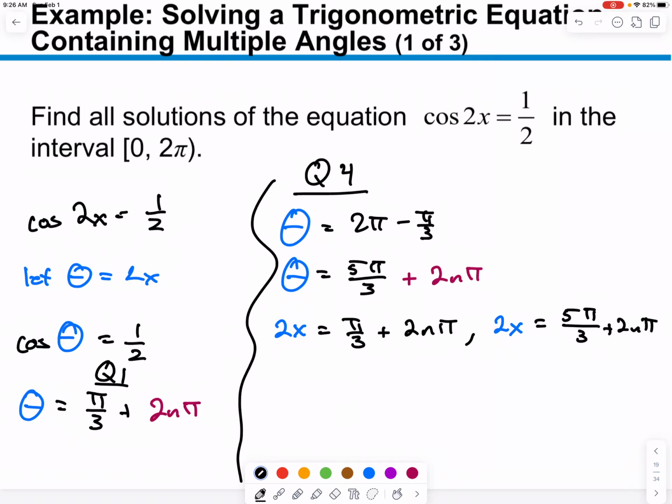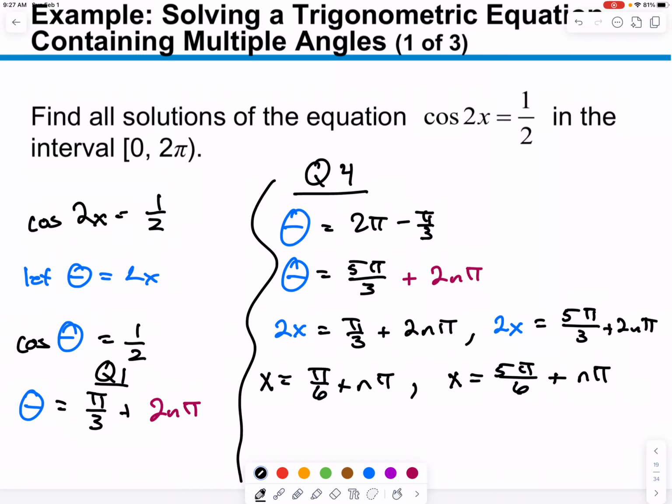Let's keep going, I think we're good. Okay, so now to solve for x, we multiply both sides by a half. In this one, we get x equals pi over 6 plus n pi radians, okay? And from this one, if we multiply both sides by a half, we get 5 pi over 6 plus n pi radians.